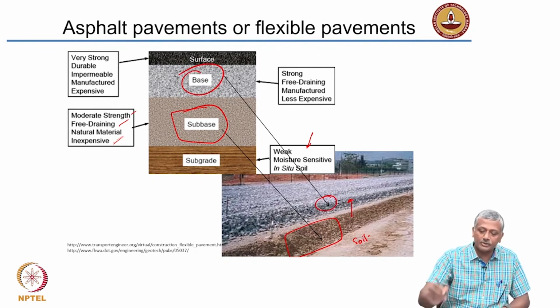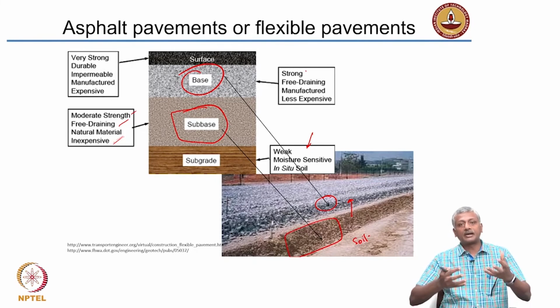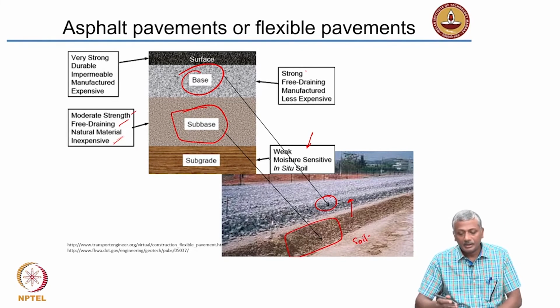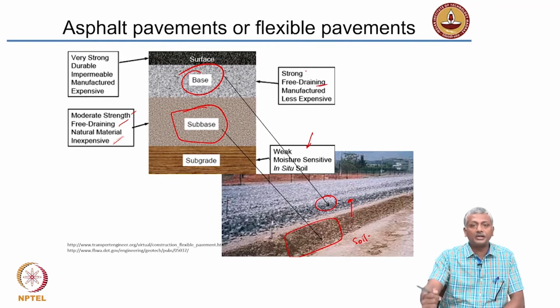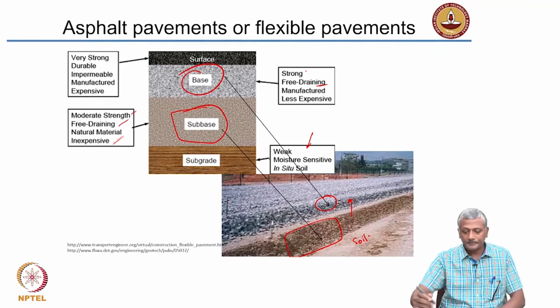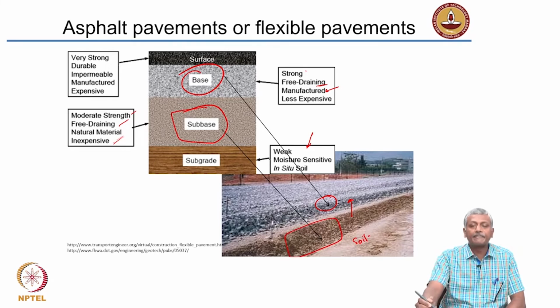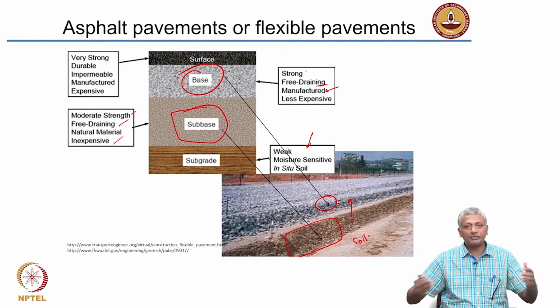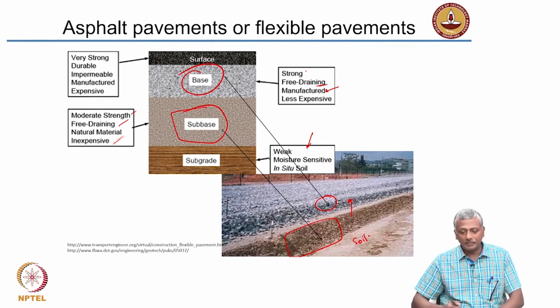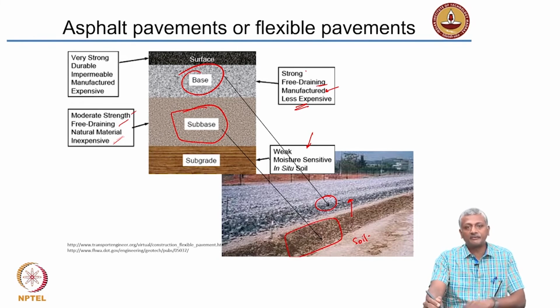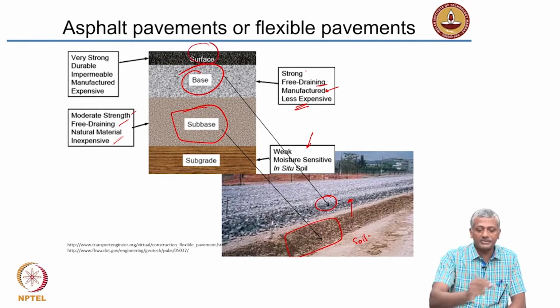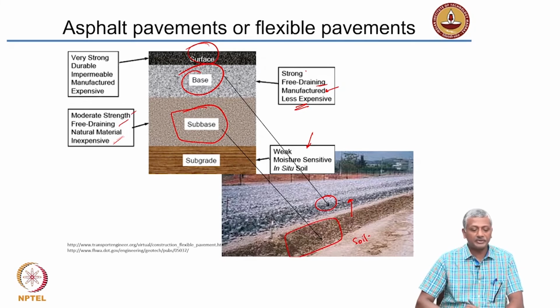The base course is strong because it has got granular materials which are compacted together, and then you have free draining quality because of which it is able to bring out water. It is manufactured because you have to place it and then compact it on top, and then it is less expensive obviously as compared to the top layer, which is the asphalt concrete pavement.